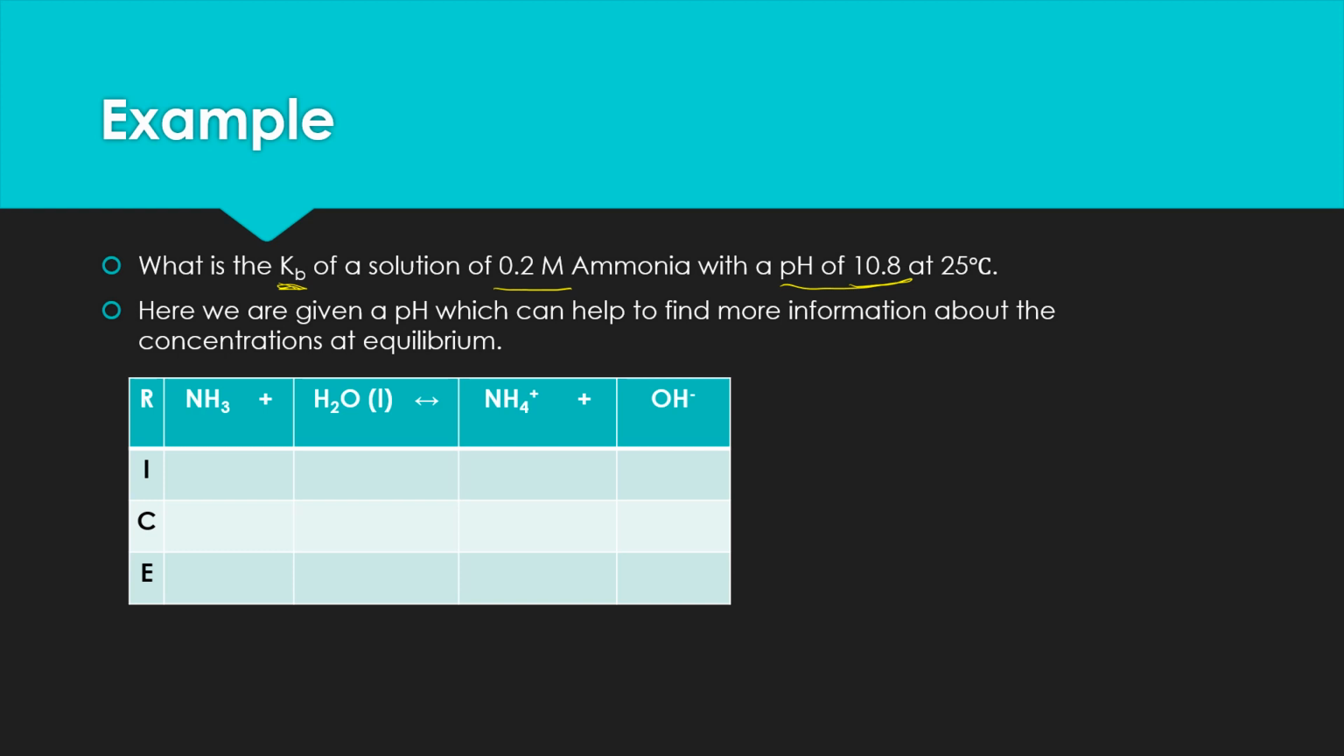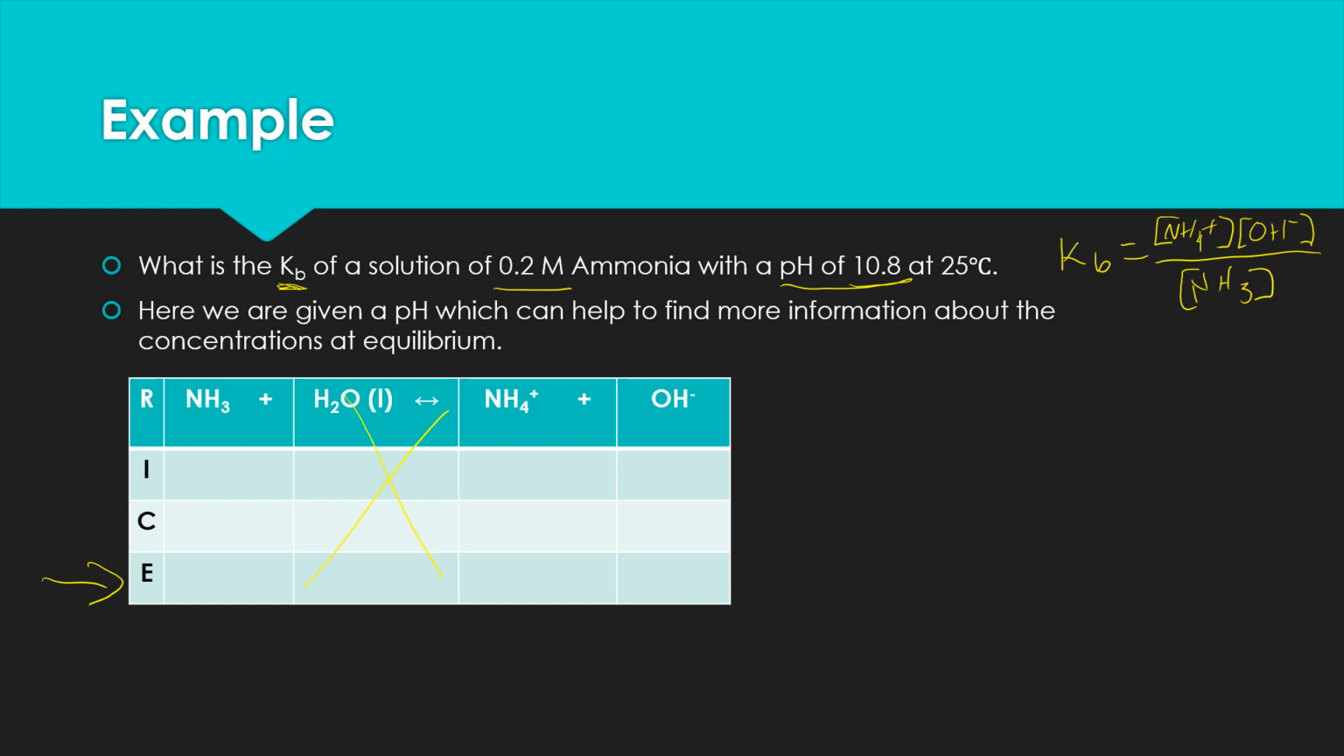So let's just think about our Kb expression. If we were to write that for this equation, we would have NH4, so products, and we'd have OH minus over reactants, which would be NH3. Water's a liquid, we're going to leave that part out. So if we want to find the Kb value, we need all of the equilibrium concentrations of those 3 substances. Okay, well, let's plug in what we do know into our table.